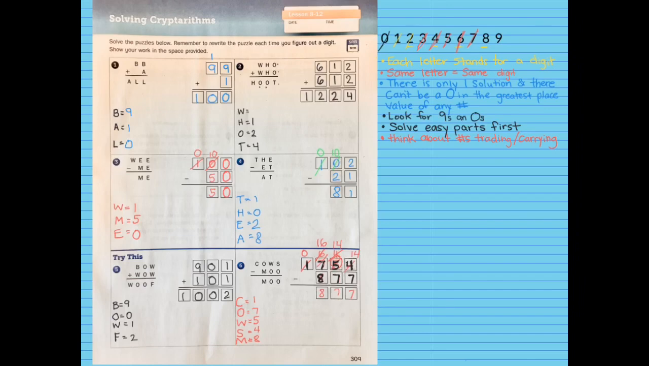So that's how you solve a cryptogram. A lot of guessing and checking, a lot of plugging things in, and being careful and methodical when you are trying to solve these problems, okay?